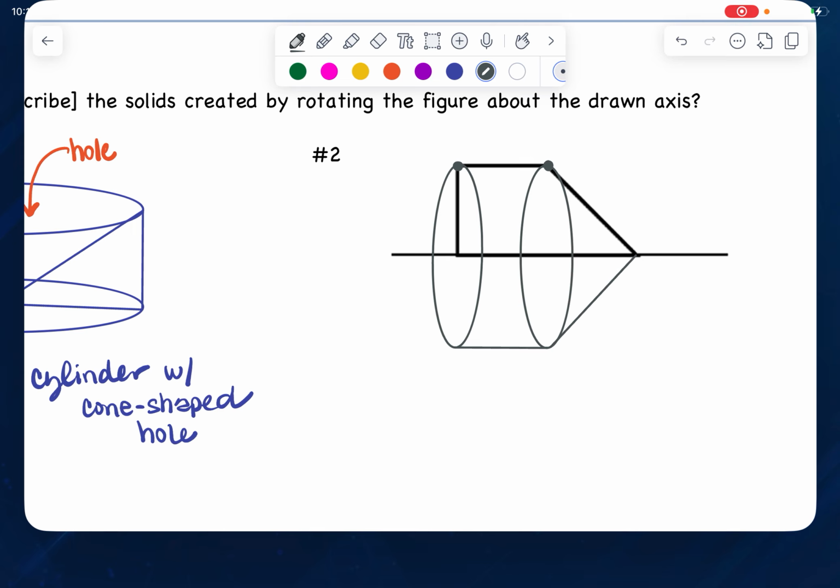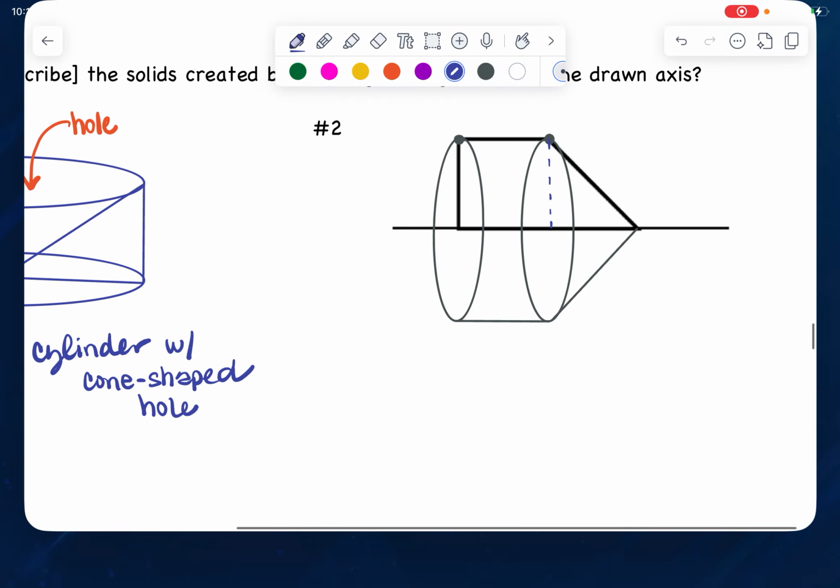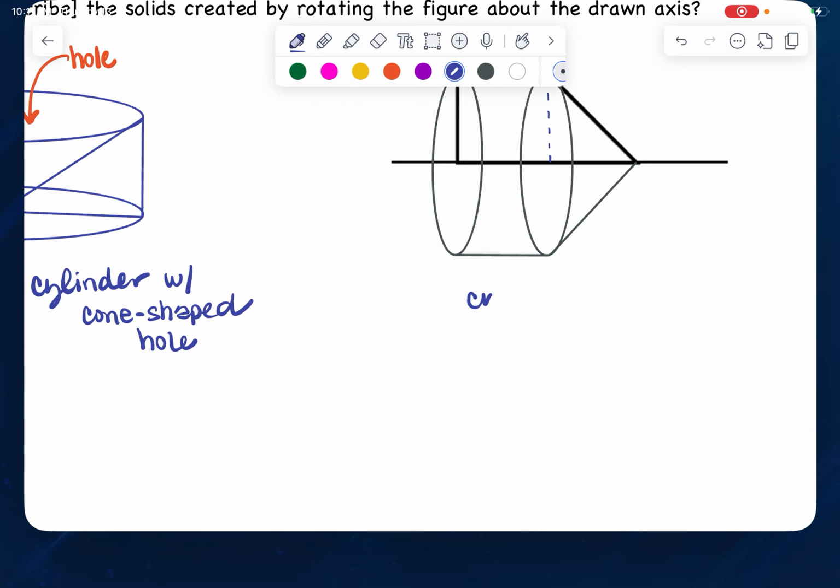So you'll notice we were rotating a trapezoid, but remember, at the end of the day, this particular trapezoid is just a rectangle with a triangle on top. So by spinning the rectangle and the triangle around at the same time, we end up with a cylinder topped with a cone. So I'm going to write cylinder with an attached cone.